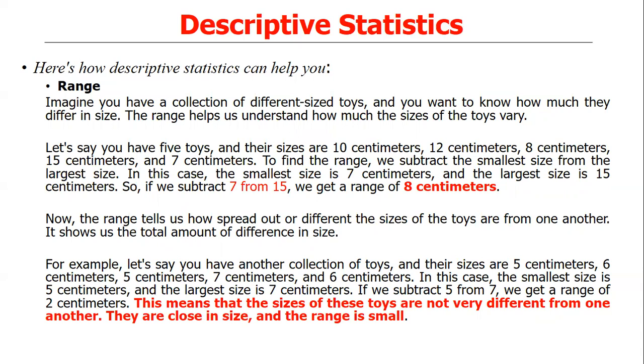So let's say you have 5 toys, and their sizes are 10 centimeters, 12 centimeters, 8 centimeters, 15 centimeters, and 7 centimeters. To find the range, we subtract the smallest size from the largest size. In this case, the smallest size is 7 centimeters, and the largest size is 15 centimeters. So if we subtract 7 from 15, we get a range of 8 centimeters.